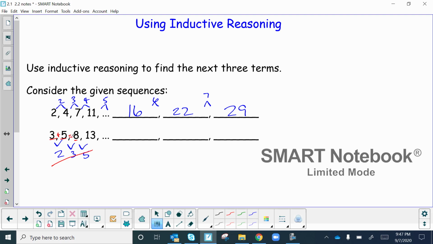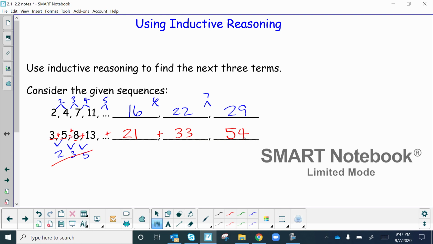So let's go look at the next one. Does 5 plus 8 equal 13? Yes, it does. So obviously I'm adding the two previous terms to get the next one. So what is 8 plus 13? That's 21. So 21 is our next term. And then I want to add 21 plus 13. That is 34? No, that is 33. And then what is 21 plus 33? 54. And those are my next three terms.